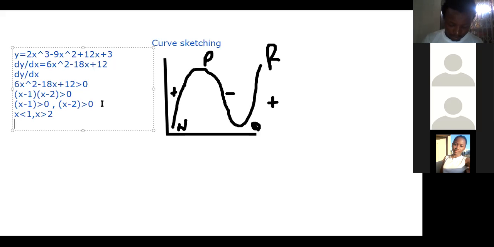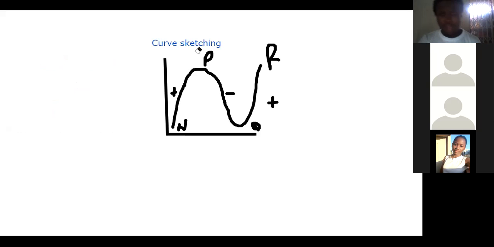Hello, are we there? Yes, sir. Now, sir, let's do some quick distance. I want to finish it before we close. How to draw the curve. It follows 3 steps in drawing the curve.